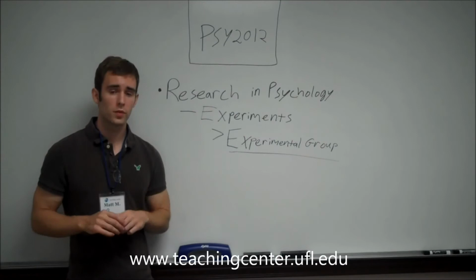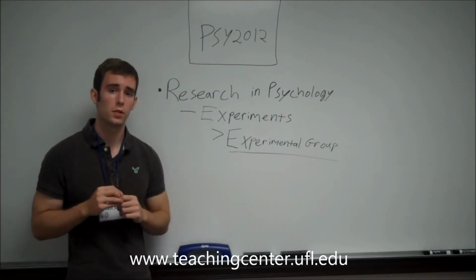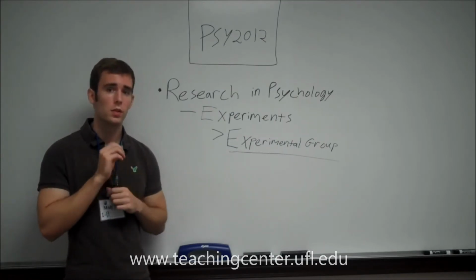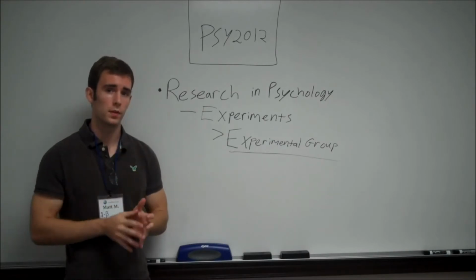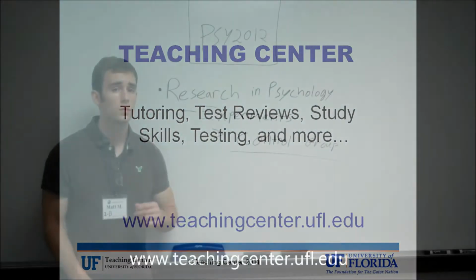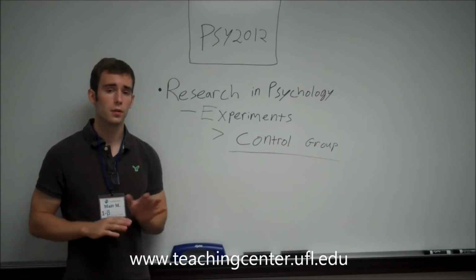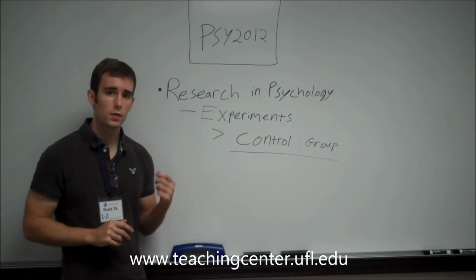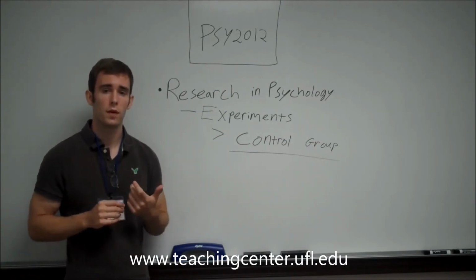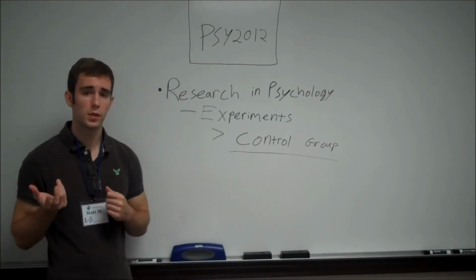The experimental group receives a treatment that's manipulated by the researcher. So the researcher is doing something to the participants in this group. In the control group, the researcher is not doing any manipulation. This is a way to eliminate possible confounds from our experiment, like the placebo effect.